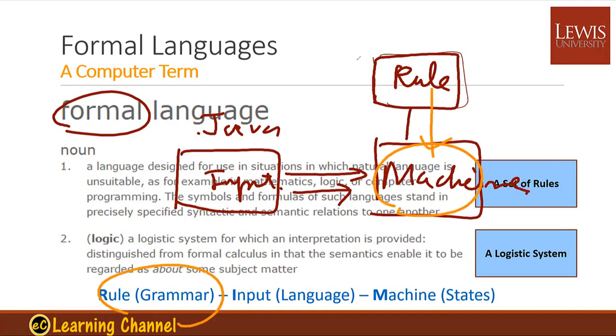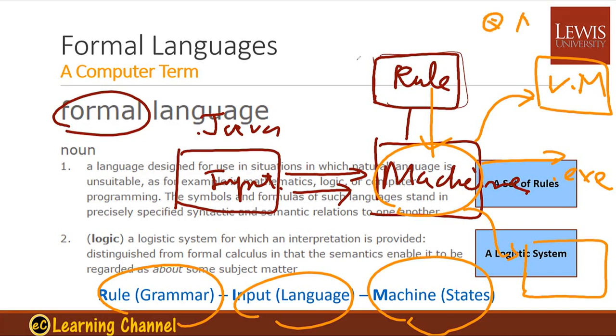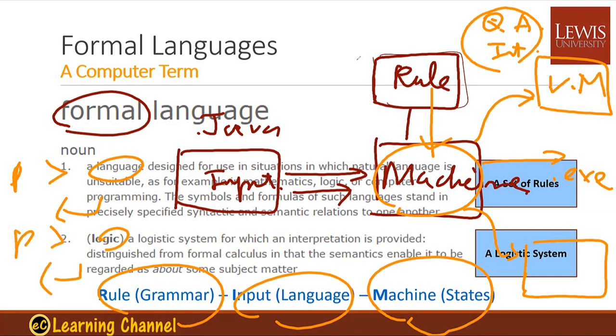So grammar rule, input, and a machine are three in one, and you create your executable file. Sometimes you put them into a virtual machine. Sometimes it goes into a system and runs by itself. If you go to a virtual machine, it is a question and answer, an interpreter. In Python you enter something and get a response, you enter something and get a response. So that's an interpreter, or question-and-answer based.